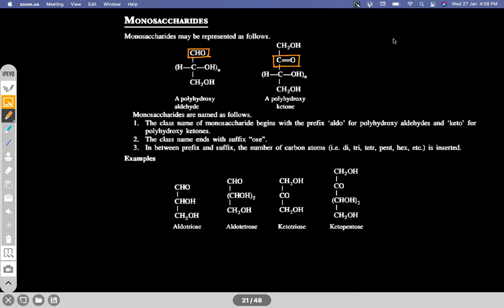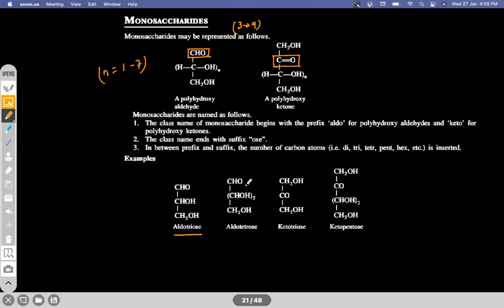In monosaccharides, the number of carbon atoms could be a minimum of 3 to a maximum of 9. Right? Minimum 3 to maximum 9 total carbon atoms. So the N value could be 1 to 7. If N value is 1 here, this is the compound we get. 3 carbon atoms, so it is aldotriose, because we have 3 carbon atoms, tri. Why aldo? Because aldehyde is the primary functional group.